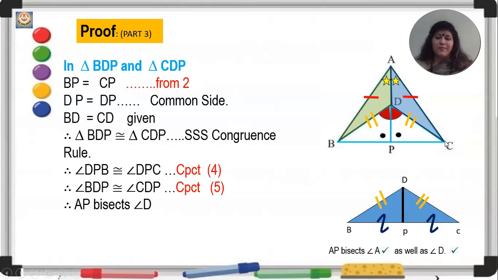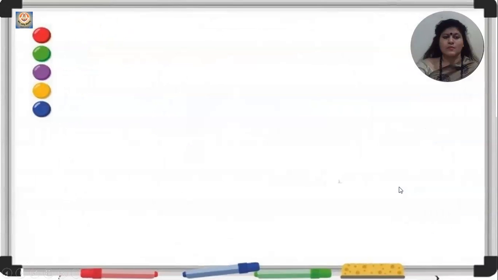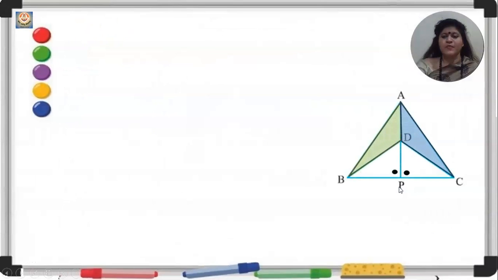Now, the next part, wherein we have to show AP is perpendicular to BC. How do you prove it is perpendicular? So what are the things that we have proved here? We have proved AP bisects BC, right? Then we have proved AP bisects angle A. We have proved AP bisects angle D. Now we have to prove AP is perpendicular to BC. Let us prove that. Now this is the last part. We have to prove AP is perpendicular to BC.